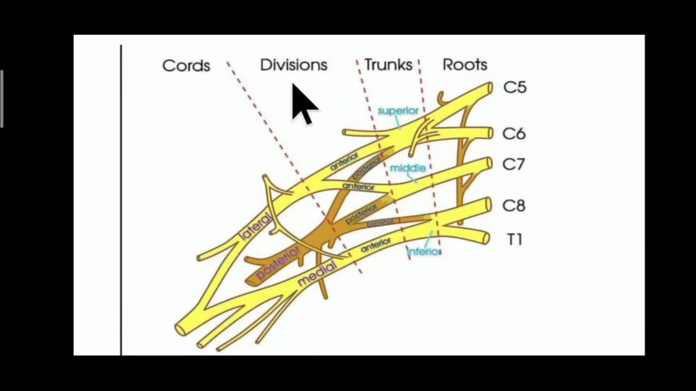Next, coming to divisions. These trunks further divide into anterior and posterior divisions. See, in this way, anterior, posterior, anterior, posterior, anterior and posterior. So these trunks divide into anterior and posterior divisions, and further these divisions form the cords.